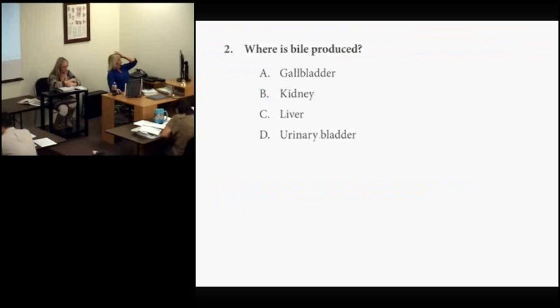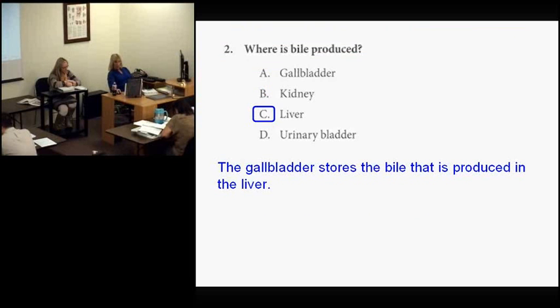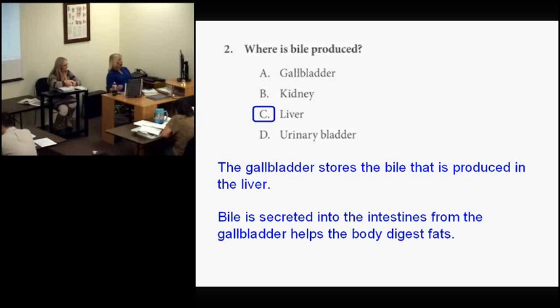All right, where is bile produced? It's produced in the liver, but it's stored in the gallbladder. So the bile is secreted into the intestines from the gallbladder and helps the body to digest fats.